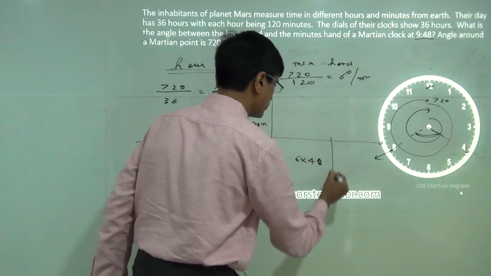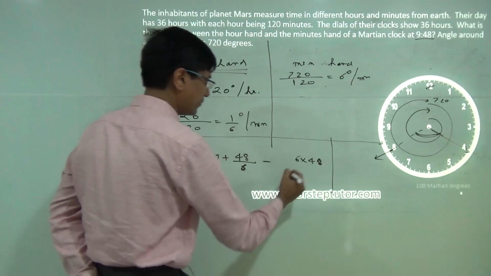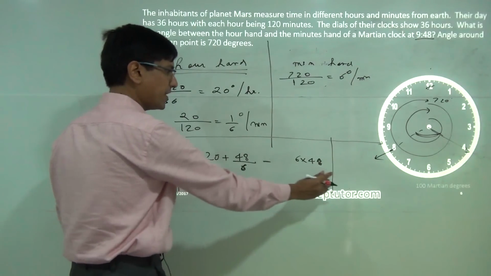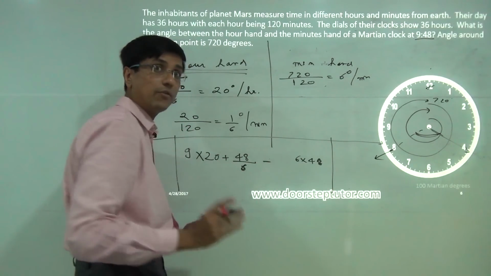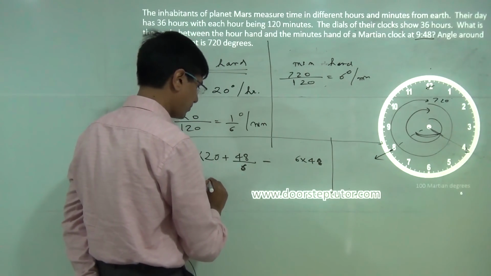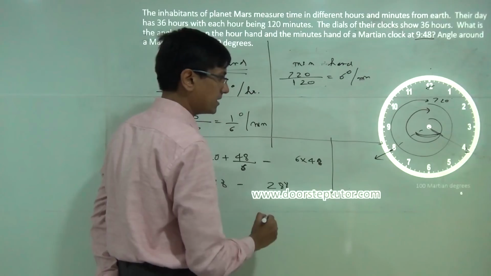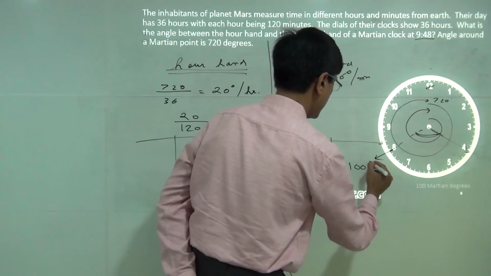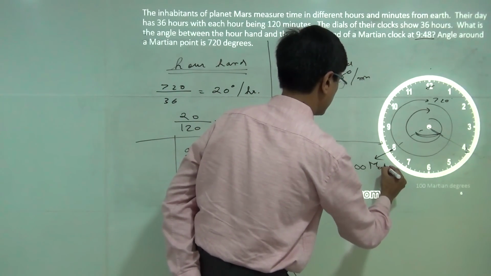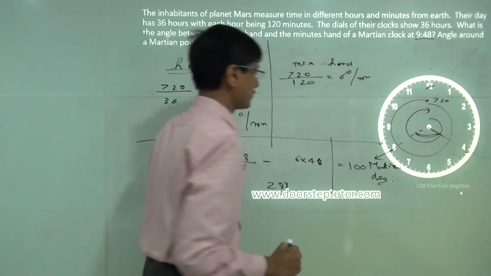If we subtract those two, we will get the angle between the two hands. If you solve it, and of course we are interested only in the absolute value, only in the difference and not the sign, this would come out to be 188 minus 288, and this comes out to be 100 Martian degrees.